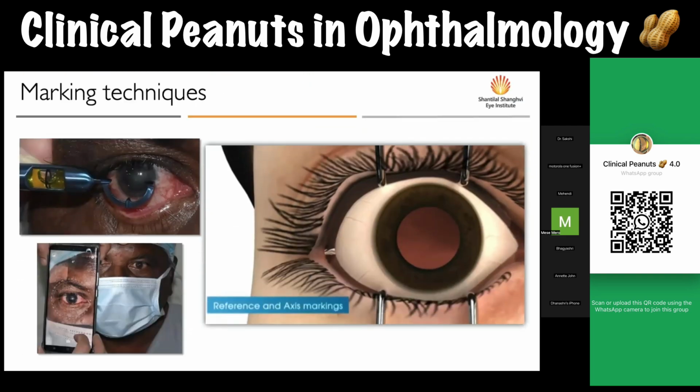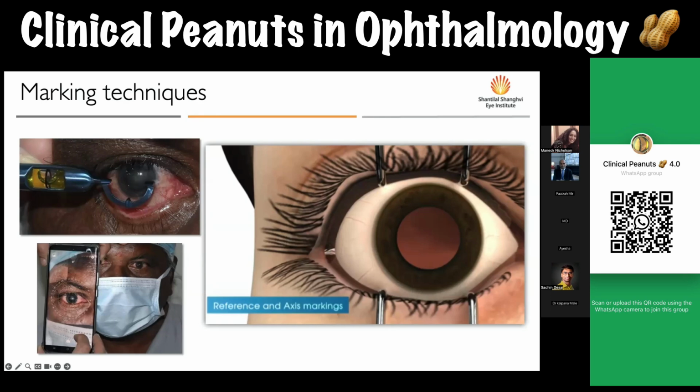So this is what a bubble marker looks like. A bubble marker is essentially a marker with a bubble in the center, and the bubble inside the marker is influenced by gravity. So when it is centered in the chamber, it signifies that the marker is parallel to the ground. And the surgeon can use this to align the horizontal axis of the toric lens. And nowadays, there are a lot of smartphones which have come out, high resolution ones with good cameras, because they have inbuilt gyroscopes, which basically allow you to align the toric lens.